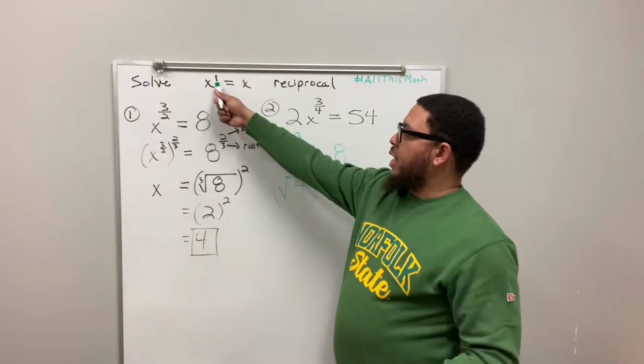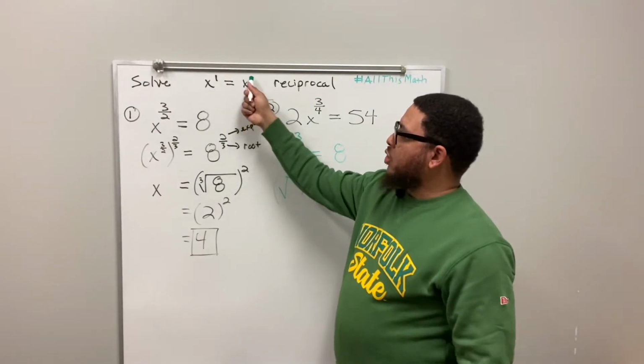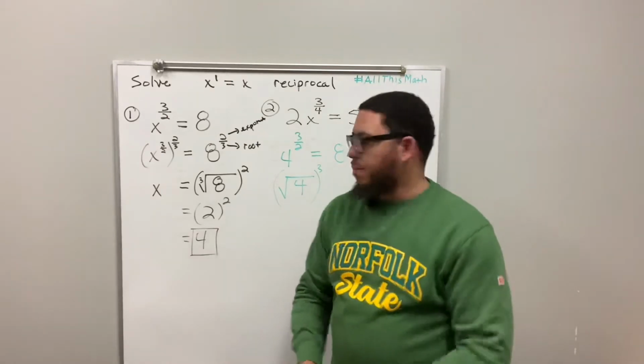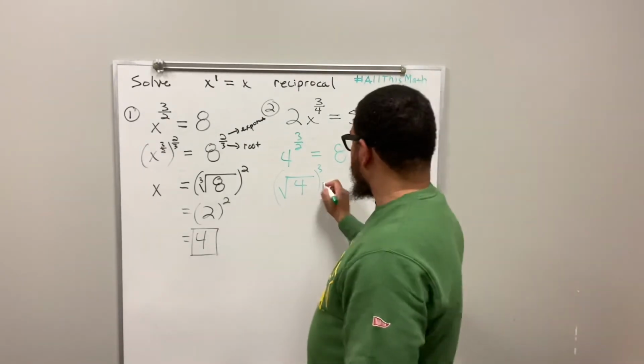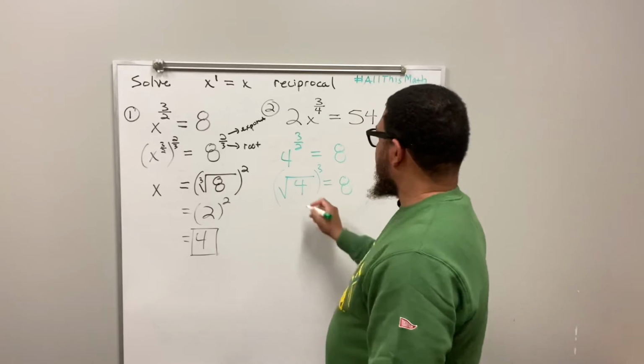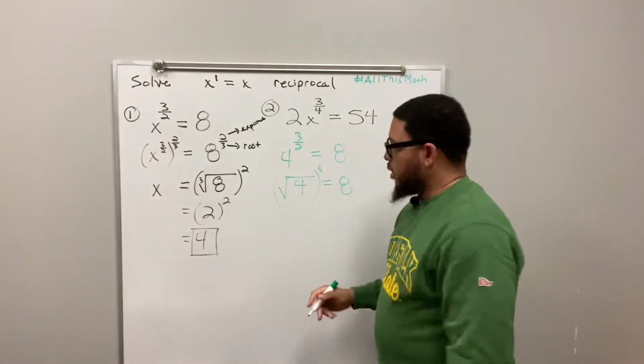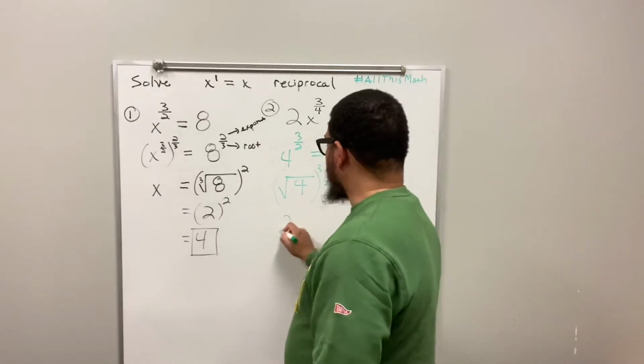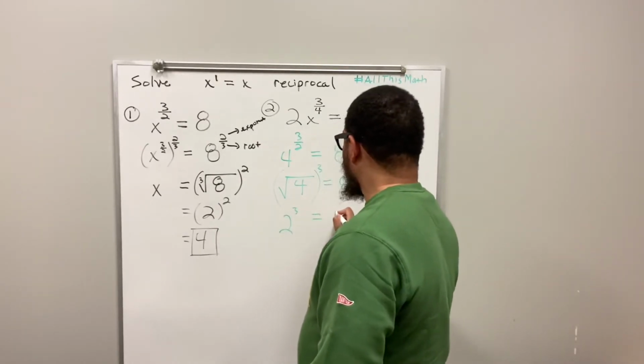Because it's just like saying x to the first equals x. You could write the 1 right there, but you don't need to. You don't need the 1 when the x is an exponent. So basically what I do is this. I'm saying, is this equal to 8? What is the square root of 4? The square root of 4 is 2, because 2 times 2 is 4. So now I got 2 to the third power.